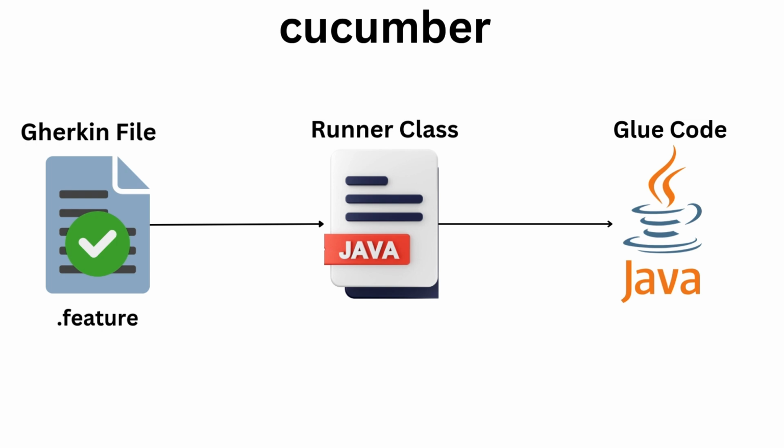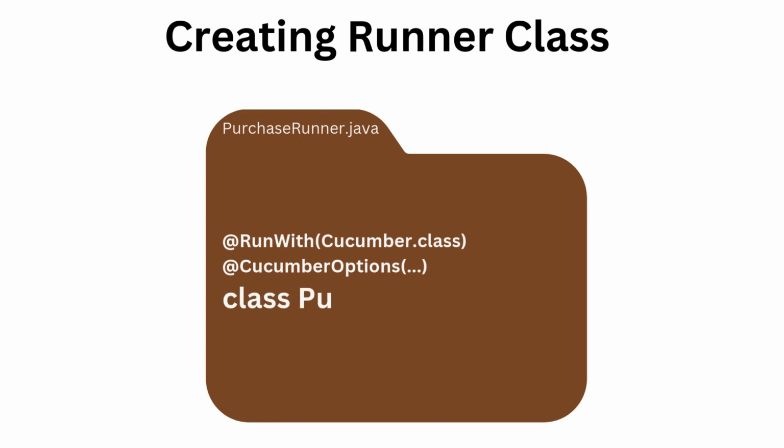Next step is to create a runner class to create a bridge between the feature file and glue code for your feature file. Creating a runner class is a very easy step. You just have to create a class, you need not implement any code inside that class. But you must have a doubt. Without implementation, how will this runner class know from which location it has to pick the feature file and from which location it has to pick the glue code.